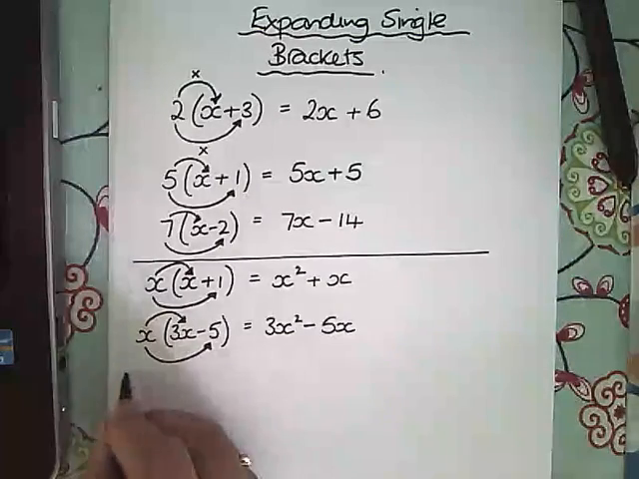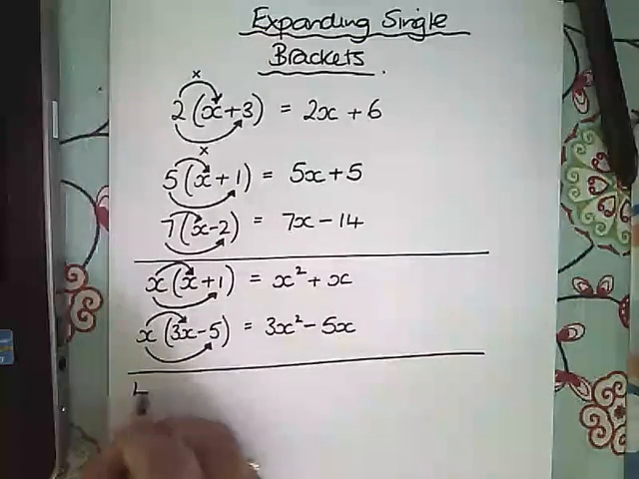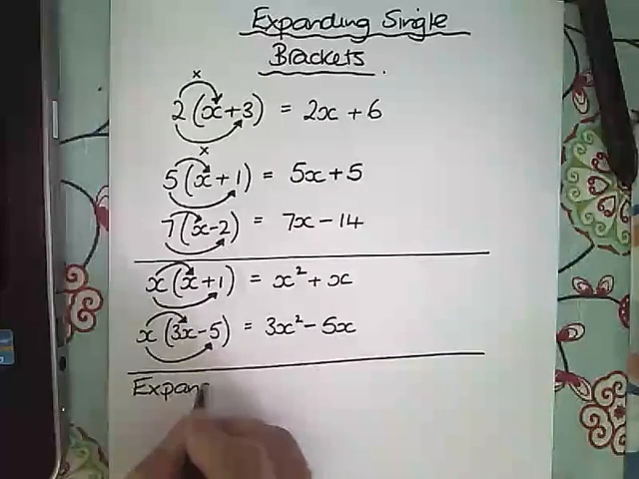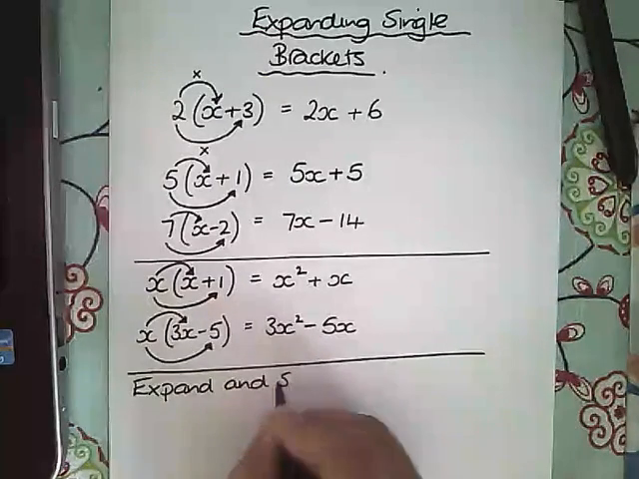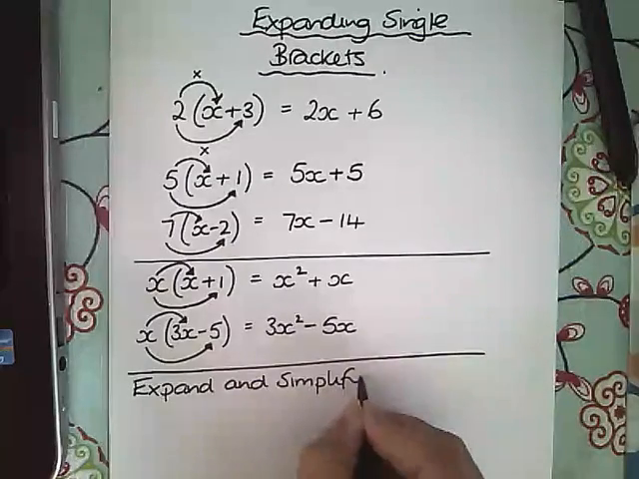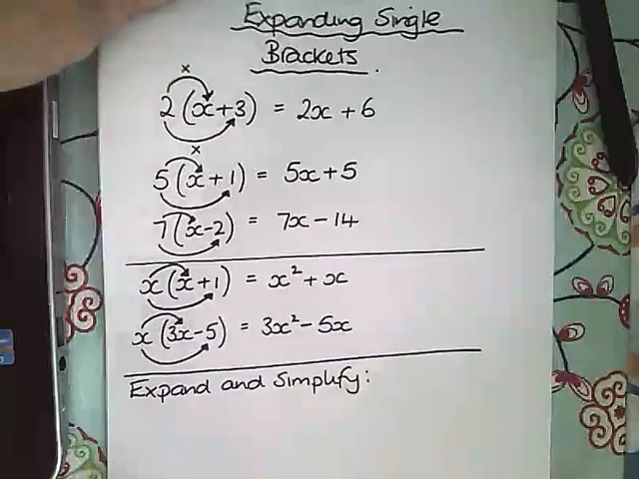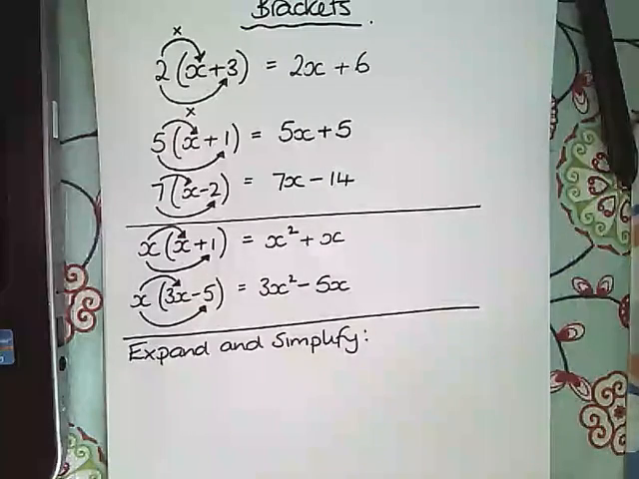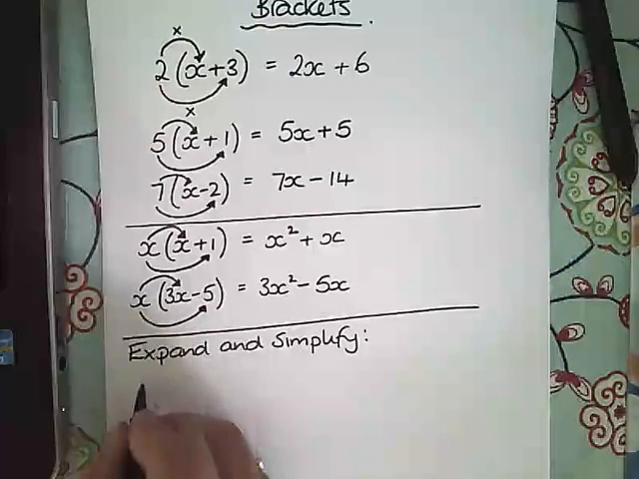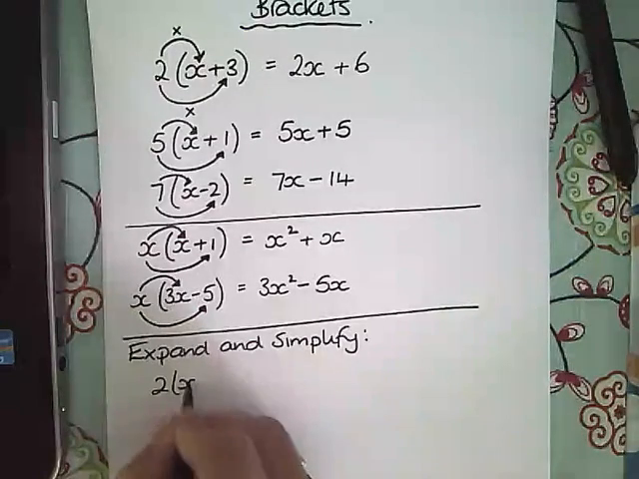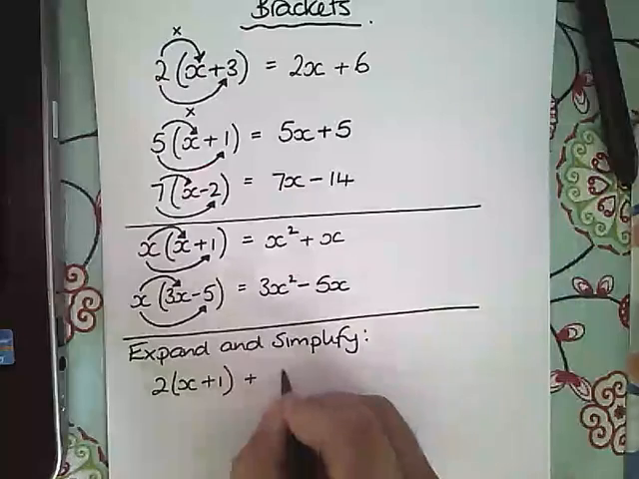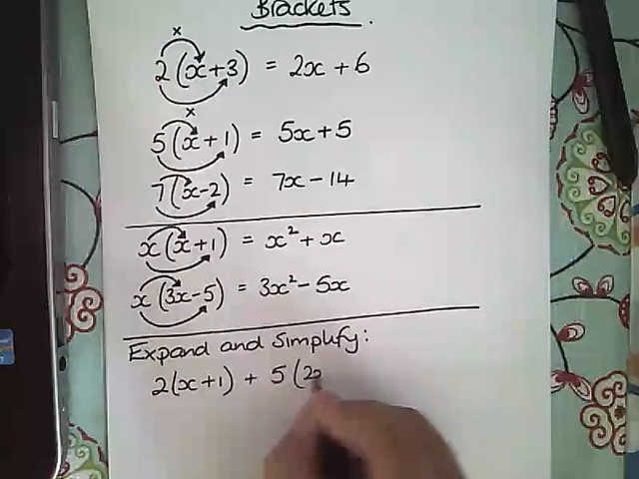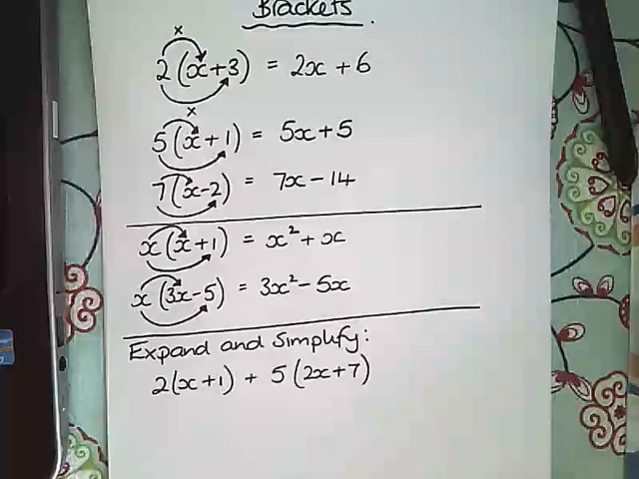Finally, if you're asked to expand and simplify, the expand bit is the bit I've just shown you, and then simplifying is collecting things together that can be collected together if you need to do that to tidy it up. So if we have this example, 2 brackets x plus 1 plus 5 brackets 2x plus 7. So we do these two brackets separately from one another, and then we tidy them up at the end.